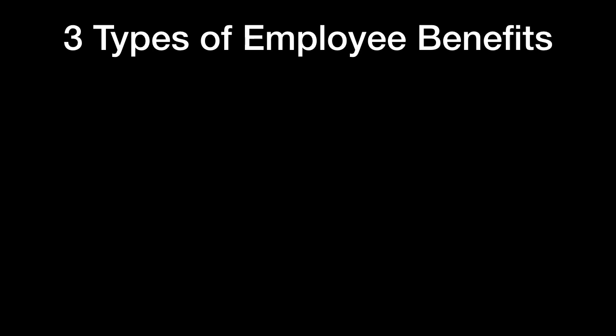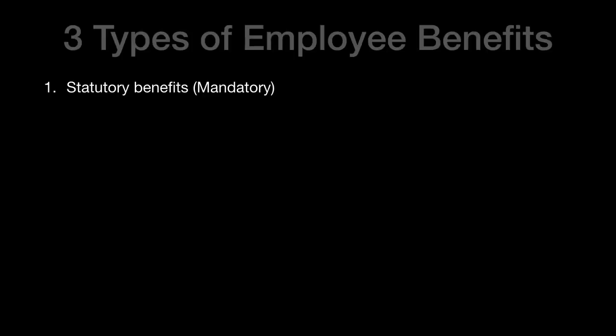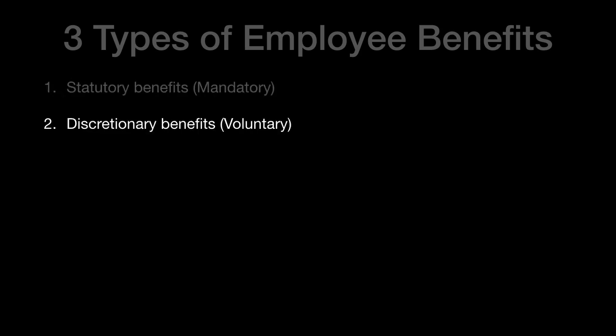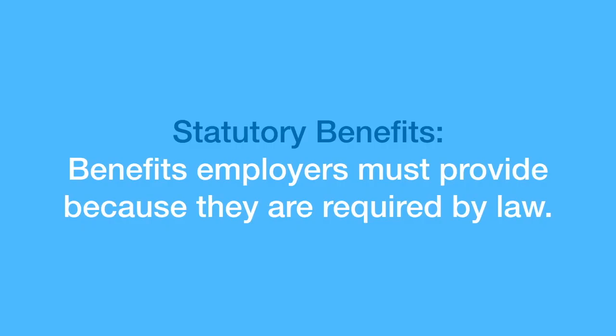There's 3 types of employee benefits that employers offer. First are statutory benefits. These are mandatory. They have to do these by law. Discretionary benefits are voluntary. They may or may not offer these types of benefits. And administrative benefits are kind of convenience factors that arise out of 1 and 2 for the employee.